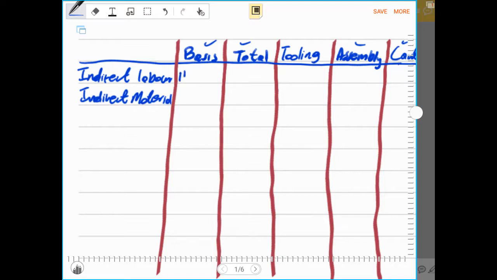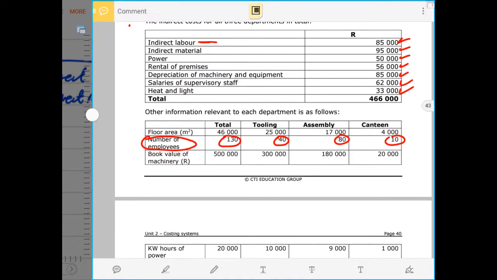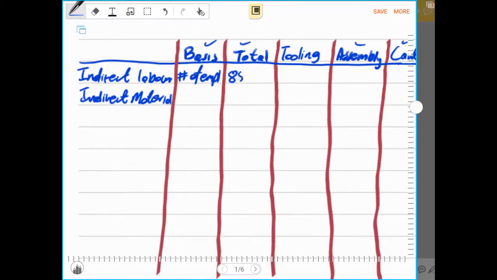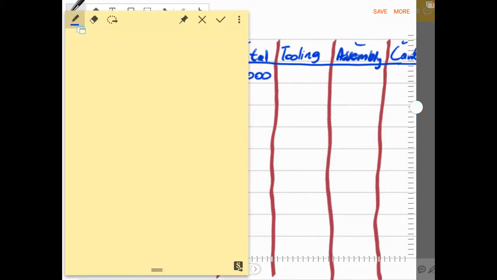The number of employees will be the base, and the total of the indirect labor cost is an amount of 85,000 rands. Then we have to allocate the 85,000 rands to all the three departments. So now we have to calculate the rate as usual. Then we calculate the indirect labor rate.